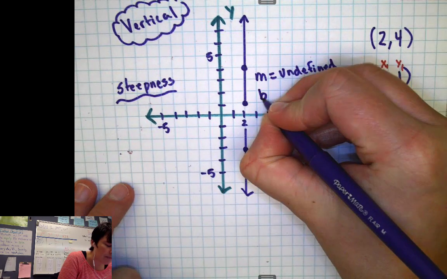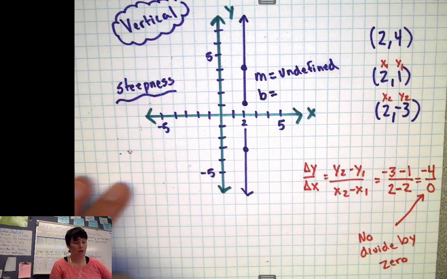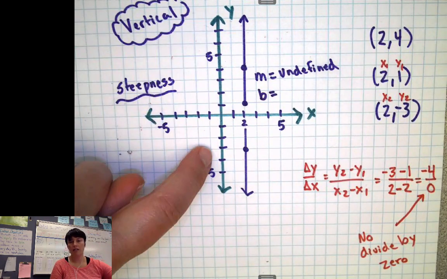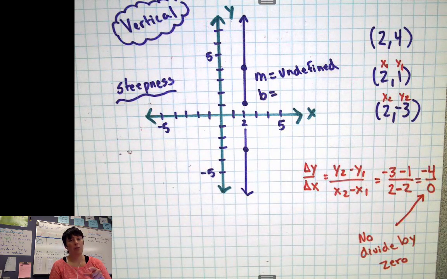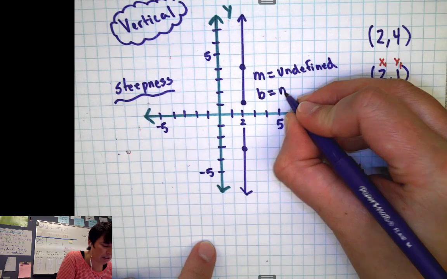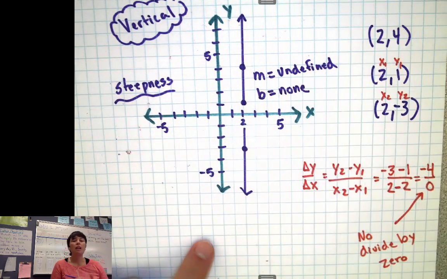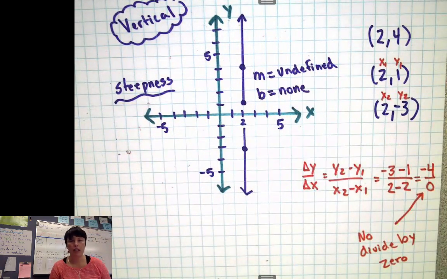How about our b? What's our y-intercept? Where does it hit the y-axis? Never hits the y-axis. It's also undefined. There is none. So I'm just going to say there's none. So to write our equation is a little bit tricky for this one. So we kind of have a unique situation.